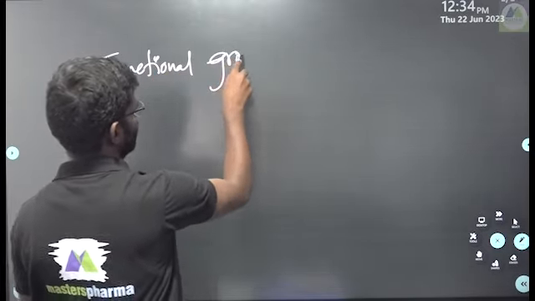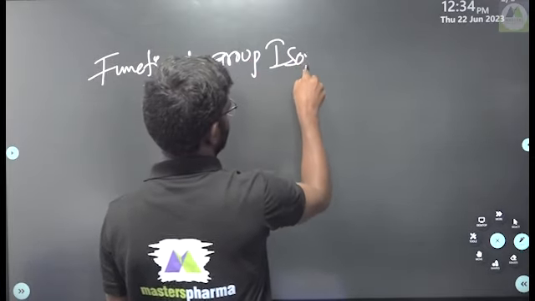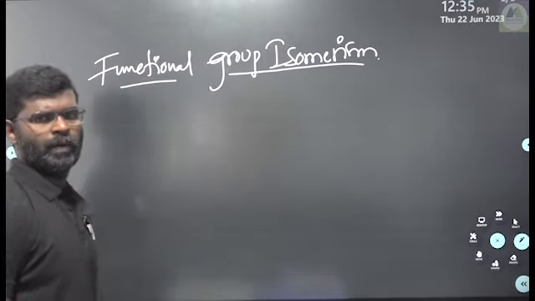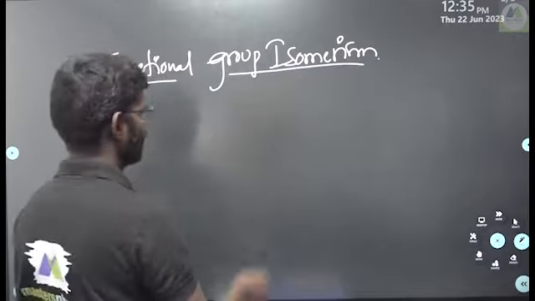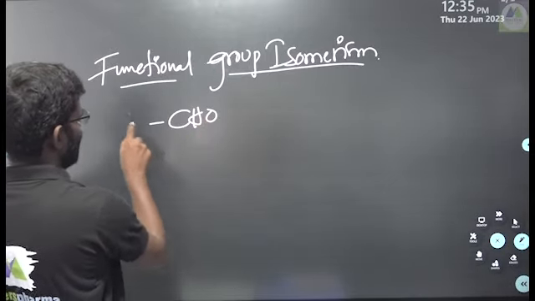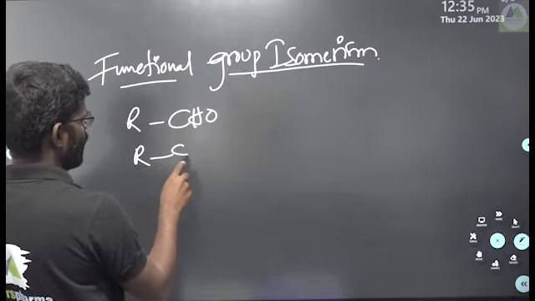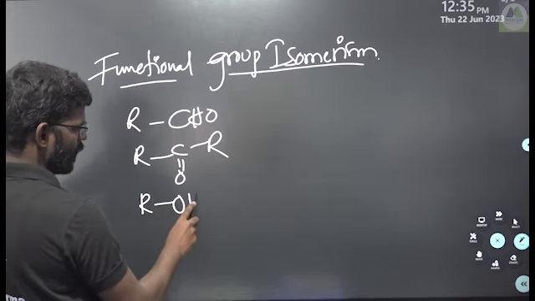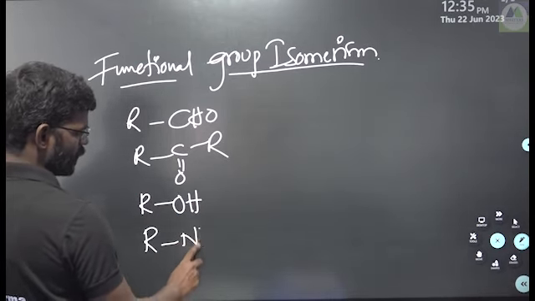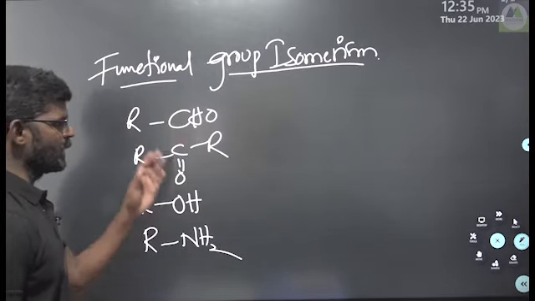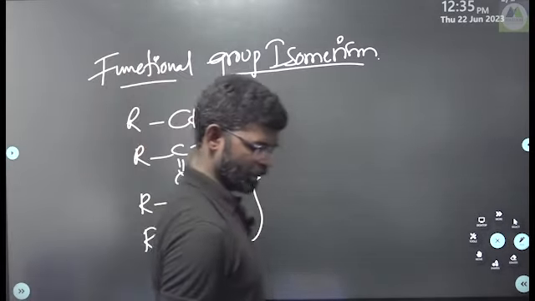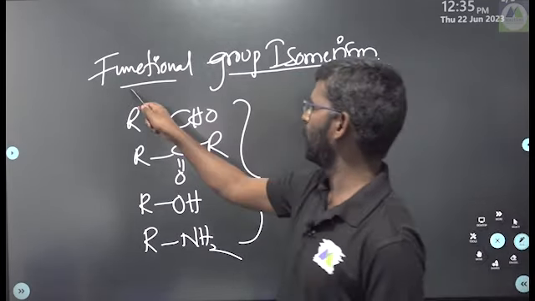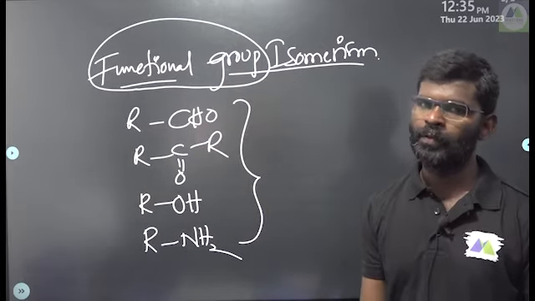Functional group isomer. We know the number of functional groups. For example, RCHO is called aldehyde. Next, R C double bond O R is called ketone. Next, ROH is called alcohol. Next, RNH2 is called amine. So these are the functional groups. Functional group isomerism means molecules having the same molecular formula but different functional groups. That is called functional group isomerism.